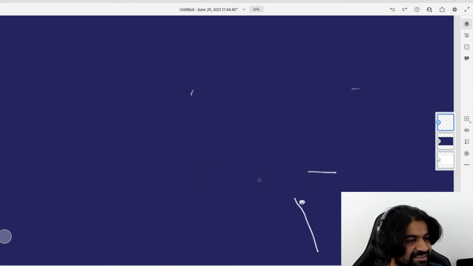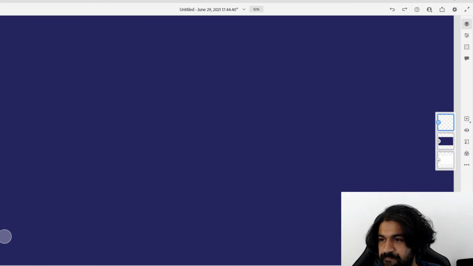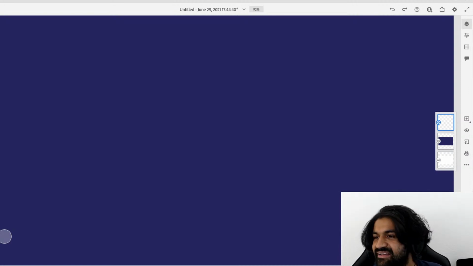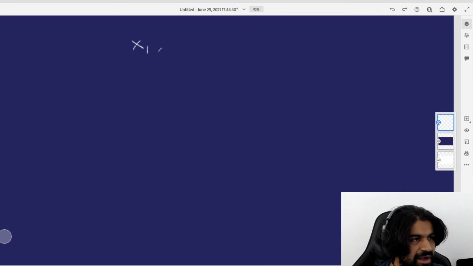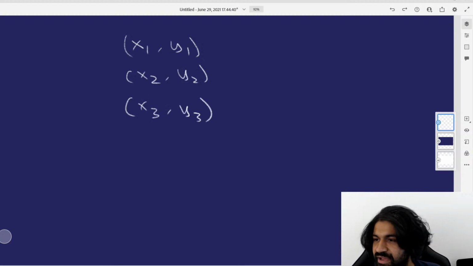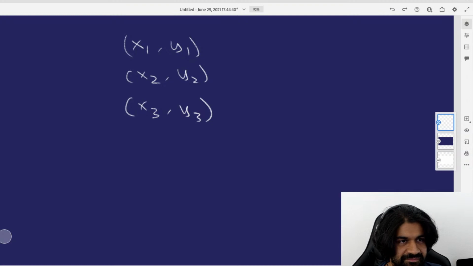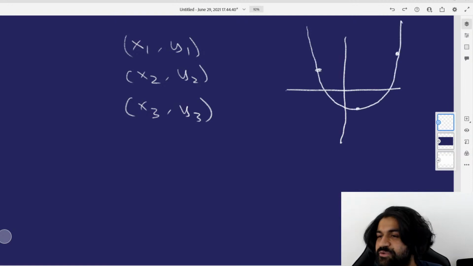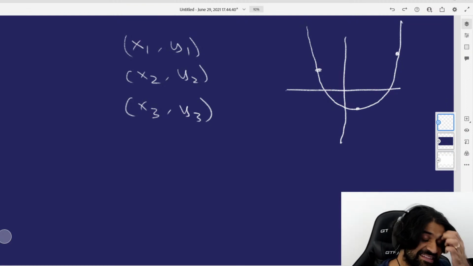Let's think this through for a second. All right. Let's say I only had 3 points, okay? x1, y1, x2, y2, x3, y3. So you've got some 3 points in the plane, and I'm attempting to solve for the unique quadratic that happens to go through these 3 points. Okay, let's think about how I might do that.